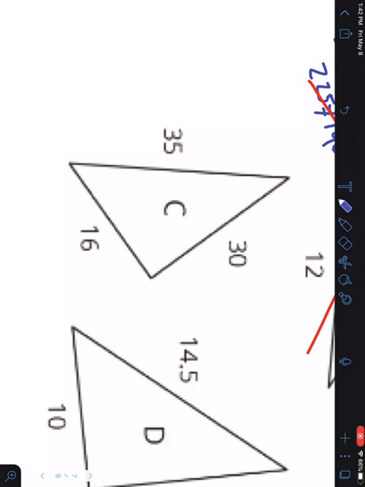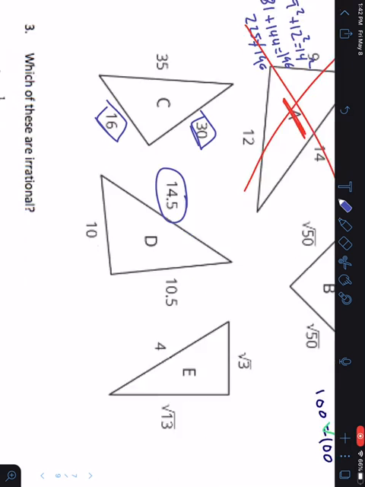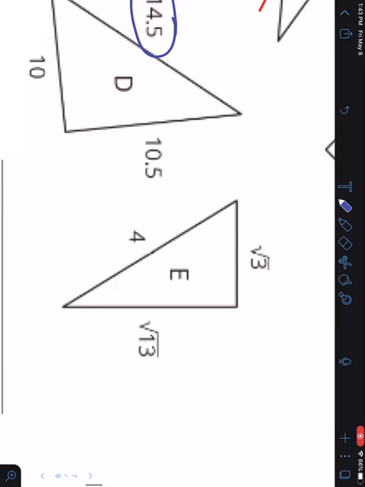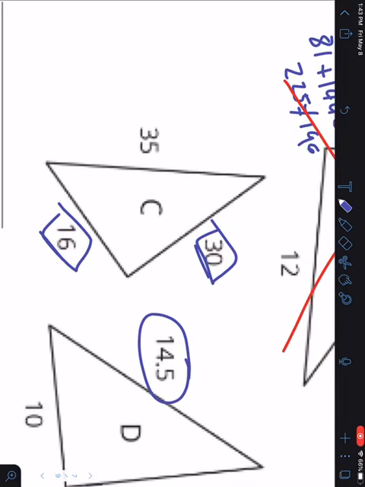All right, let's go through C. So here we've got 16 and 30. If you're not sure which the two legs are, you're looking at the shortest lengths, okay? So the hypotenuse is always the longest. So here, 14.5 is longer than 10 and 10.5. Here, 4 is longer than root 13 and root 3, okay? So you're looking for the biggest number, that is going to be your c. Okay, so now we've got this. We can do 16 squared plus 30 squared equals 35 squared.